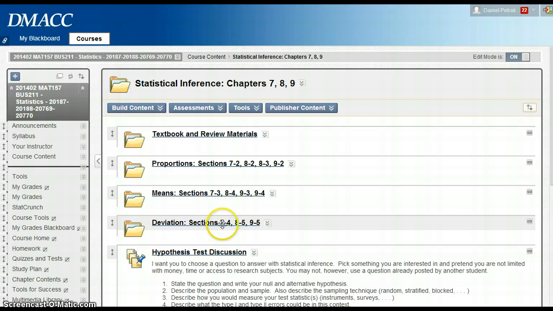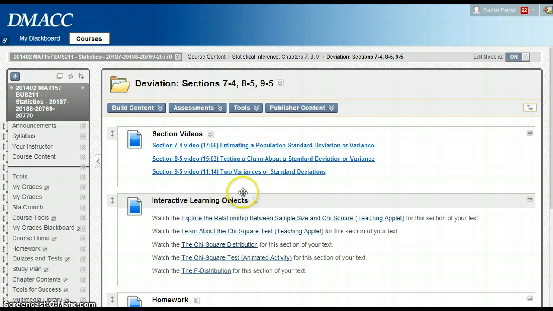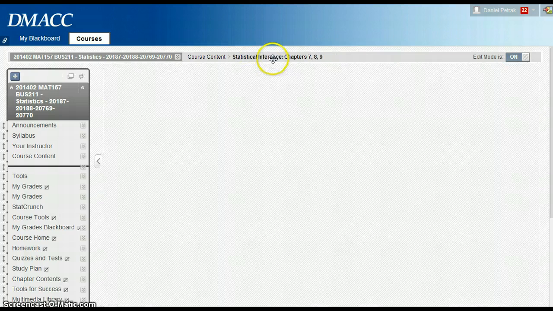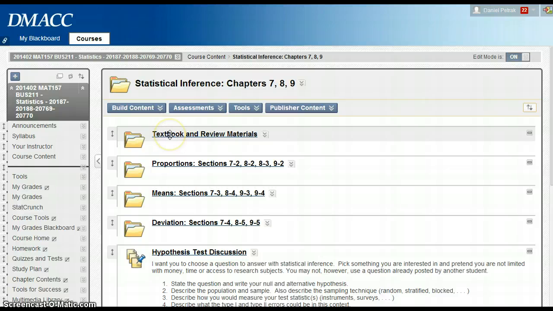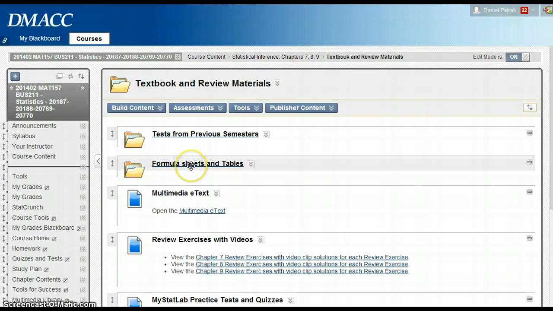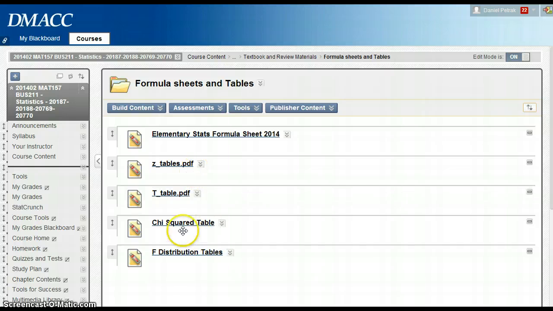These three sections, 7.4, 8.5, and 9.5, I would really encourage you to watch these three videos by the author, and this is going to help you a ton. We also have some very good animations. We're going to be introducing a chi-squared distribution and an F distribution. Those distributions can be found in chapters 7, 8, 9, textbook and review materials, and there are the formula sheets and tables. So there you will find the chi-squared and the F distribution.